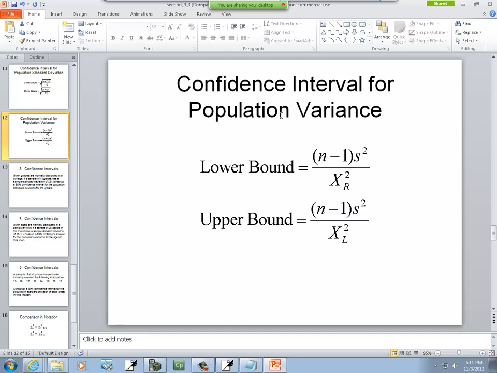Now for population variance. Lower bound, you see that the formula looks familiar, and upper bound, the formula looks familiar. Just they're missing the square root, which makes sense because we know when you square the standard deviation, it gives you the variance.